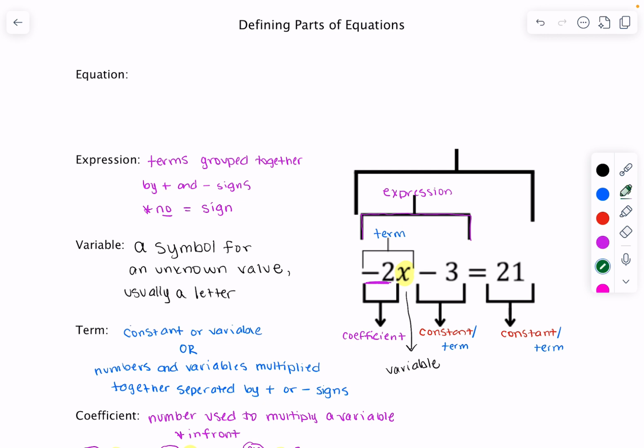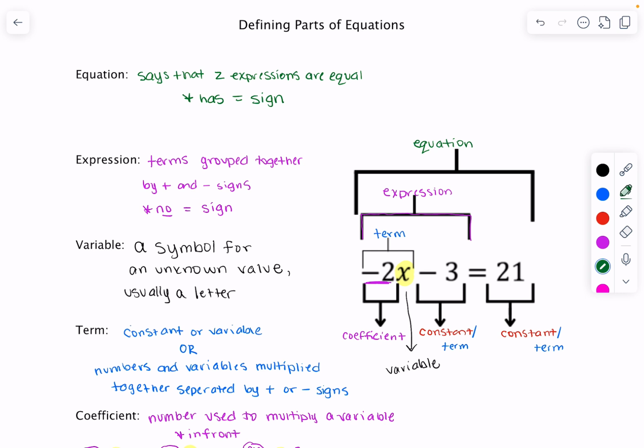And finally, let's go to equation, which is what this whole unit's about, is solving equations. So an equation says that 2 expressions are equal. The key here is that it has an equal sign. So that would be this whole thing we're looking at. The negative 2x minus 3 equals 21 is our equation.